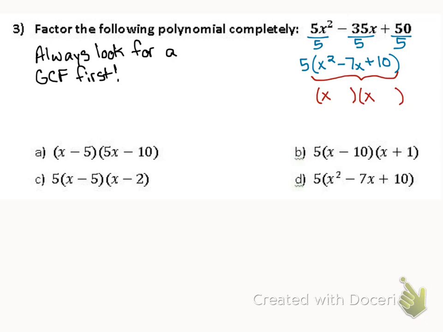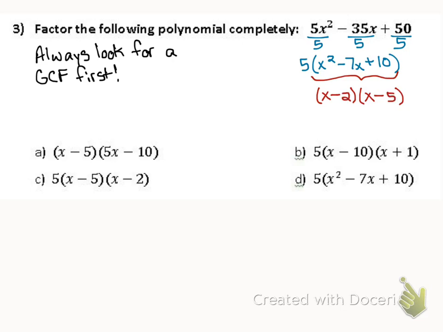Then our goal is to choose two numbers that multiply to 10 and add to negative 7. If we're going to multiply to a positive number but add to a negative number, the only way for us to do that is to use two negative numbers. Then the two numbers that would multiply to 10 and add to 7 would be 2 and 5.